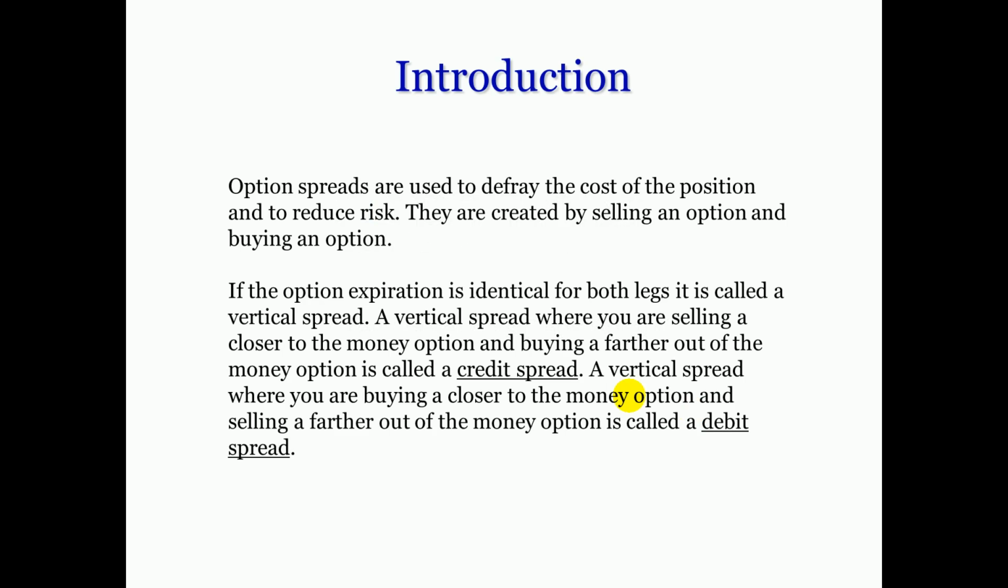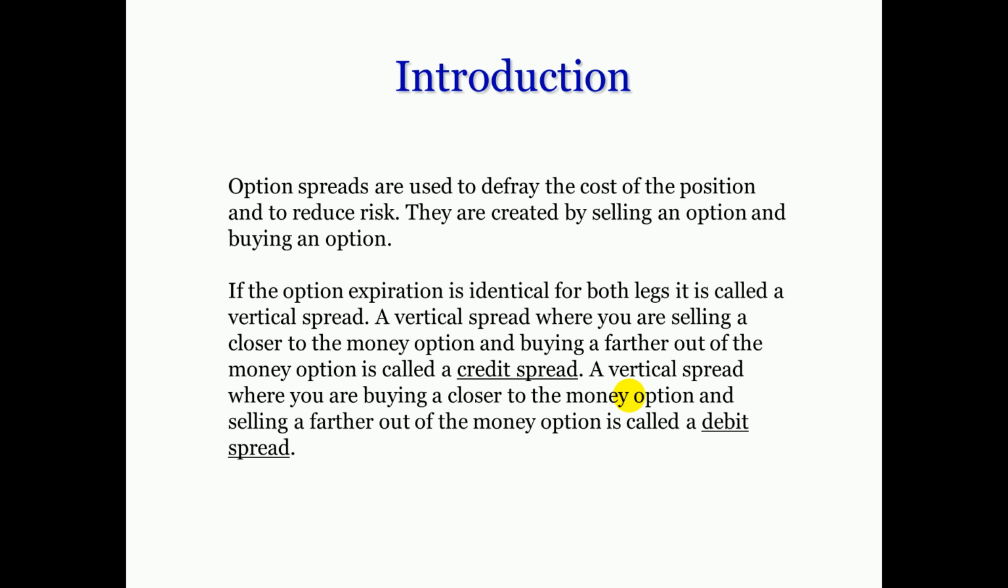Basically, option spreads are used to defray the cost of the position and to reduce risk. They're created by selling an option and buying an option. If the option expiration is identical for both legs of the spread, it's called a vertical spread. A vertical spread where you're selling a closer to the money option and buying a farther out of the money option is called a credit spread.